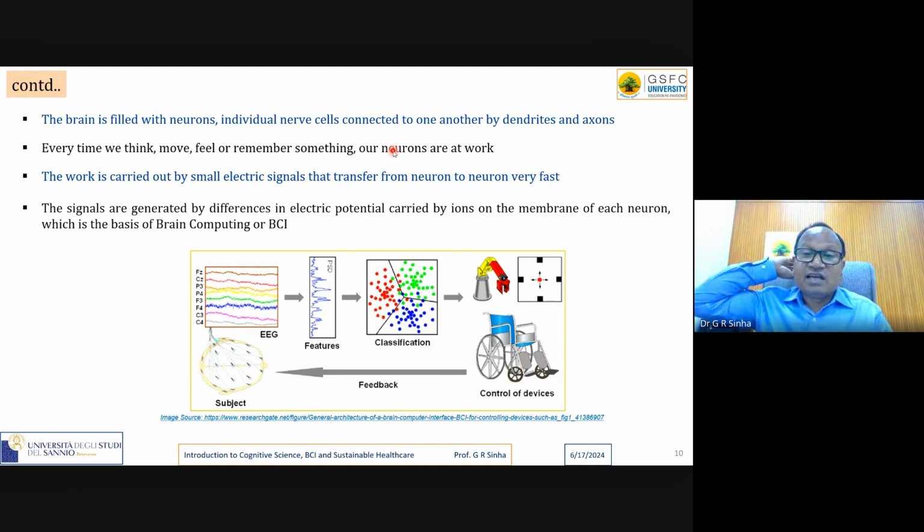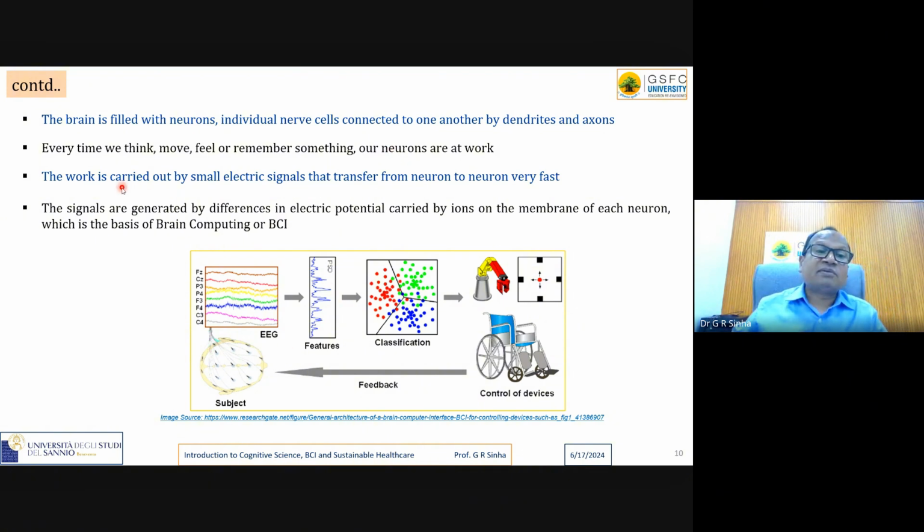The backside is called the occipital area. The occipital area is almost at the back of the human brain, connects to the central nervous system, and is responsible for vision related and imagination related tasks. So all the neurons are at work whenever we do something, think something, move something, or act on something. And this is what is shown in this particular diagram.